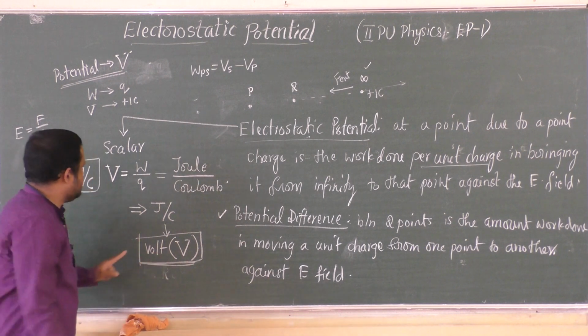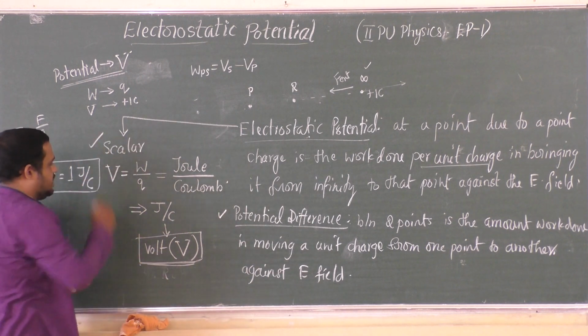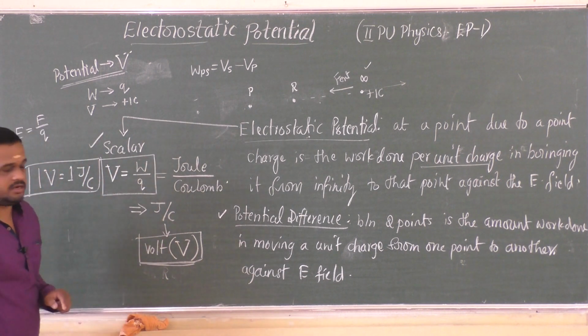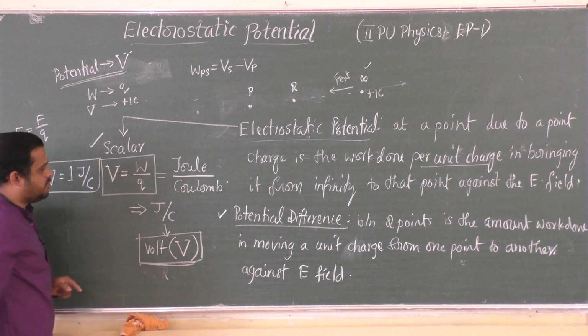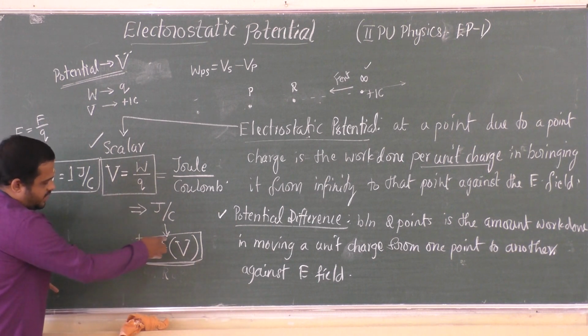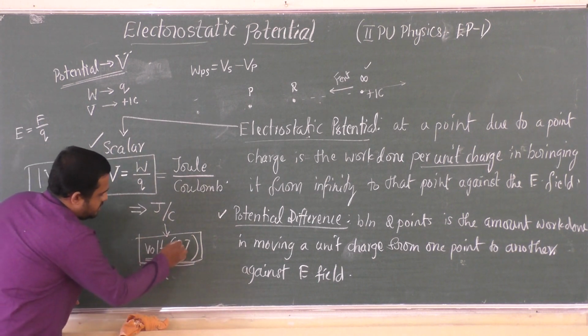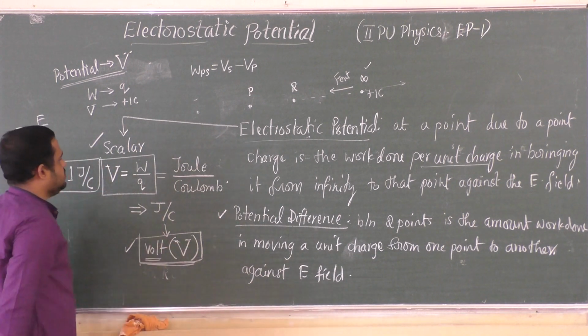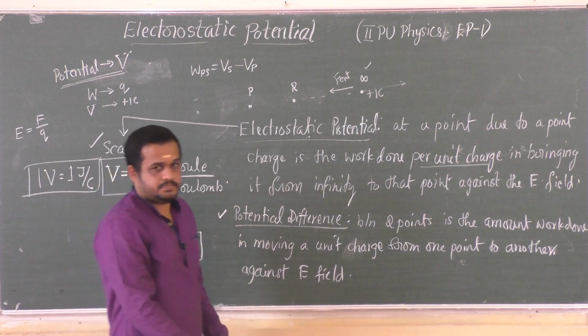Electric potential is a scalar quantity. Relation between electric potential and work done and magnitude of charge: V is equal to W divided by Q, and the unit of electric potential is volt, and notation is capital V. Okay, so this is also important. Remember these things.